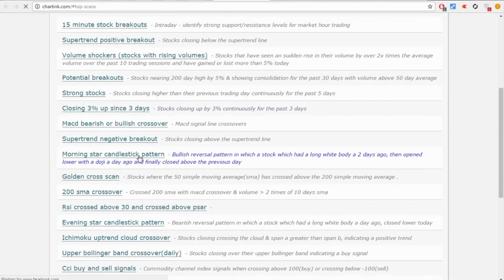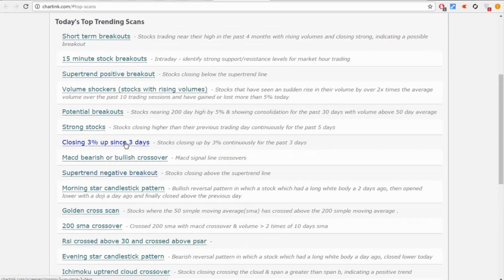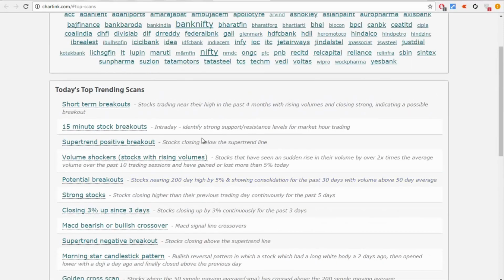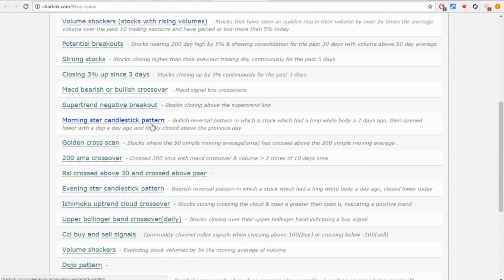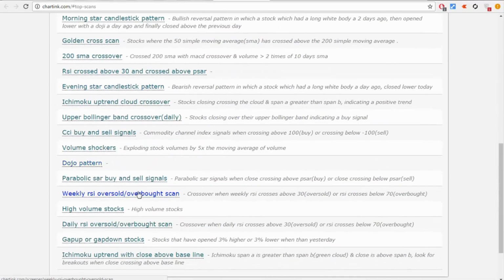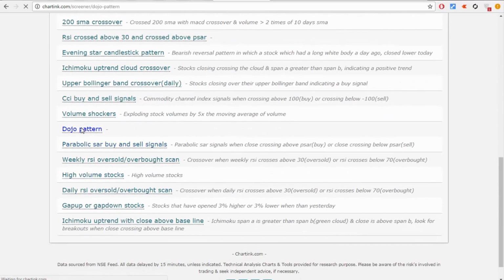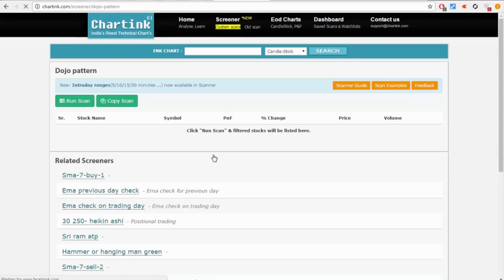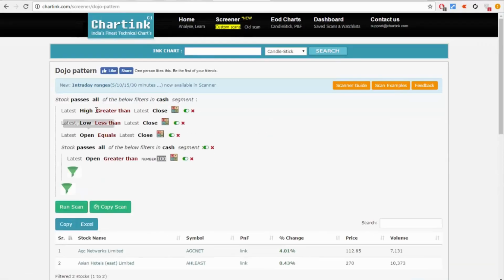You can get so many scanners from here, like morning candlestick pattern, super trend, negative breakout, closing 3% up since 3 days. Only stocks, there are so many people making scanners with this website. You will get all of this from here. Doji patterns, everything, just click it, and you can see the settings they made.